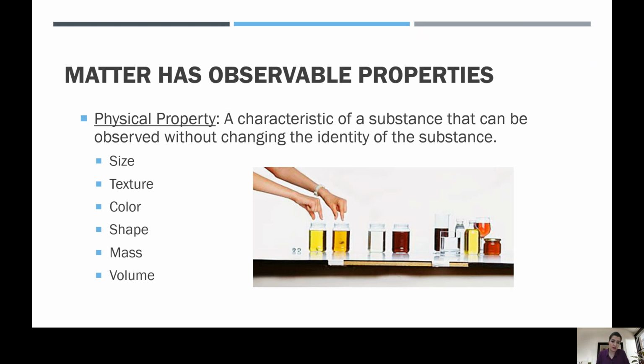And we already discussed how to measure the volume of a regular shaped object using the formula length times width times height. And we already covered another new method to measure the volume of an irregular shaped object using the displacement method, where you use water, put the object in the water, measure the volume of the water before and after placing the object, and find the difference.